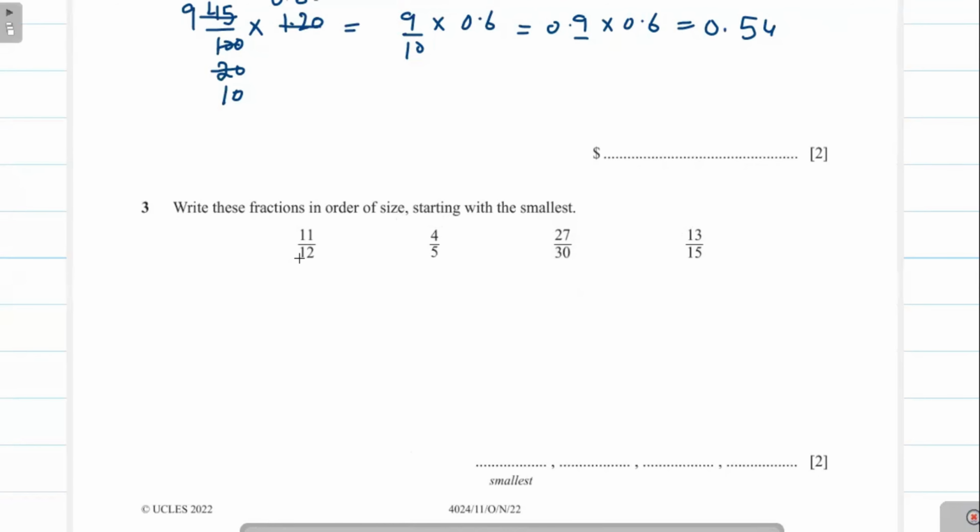The question number 3, write these fractions in order of size starting with the smallest. Now you see here these fractions do not have the same denominator. Therefore, we make the denominator the same by taking the LCM. Now we take the LCM.